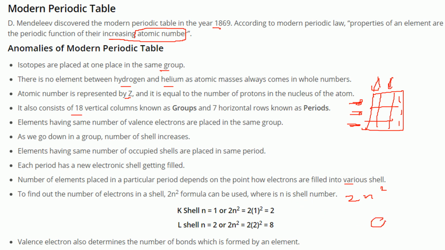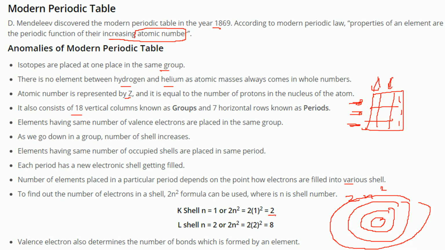So if this is the nucleus, we have the K shell, L shell, M shell, like this. The K shell has n equal to 1, so 2n², 2 into 1 squared, that is 2. This is the nucleus, this has 2, this has 8. How do we get this 8? 2 into 2 squared, that is 8. The valence electrons in the outermost orbit determine the number of bonds formed by that element.